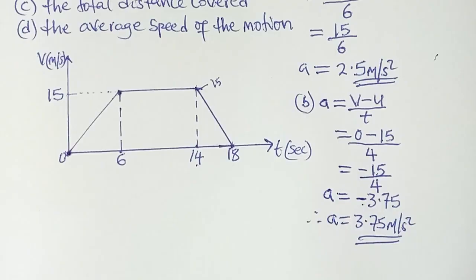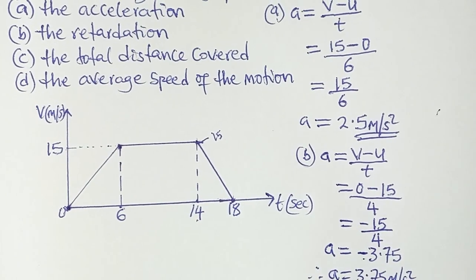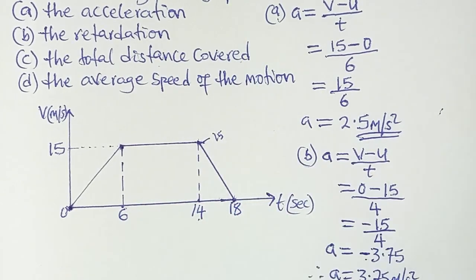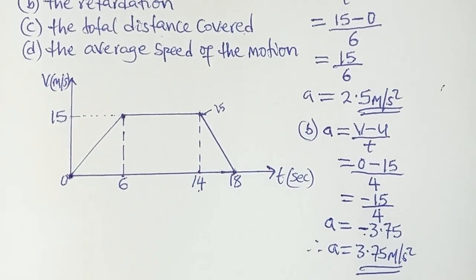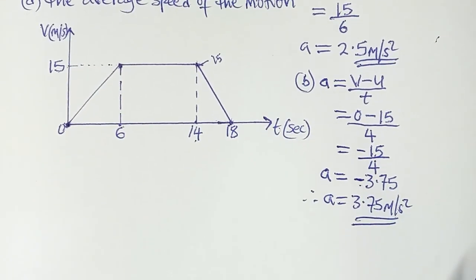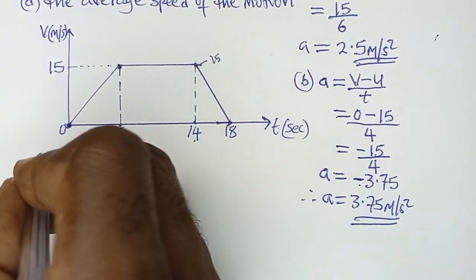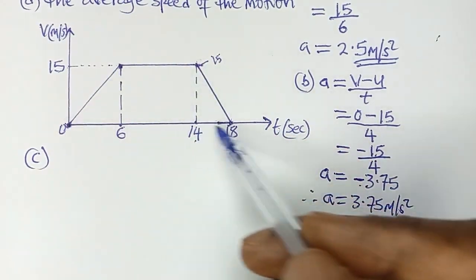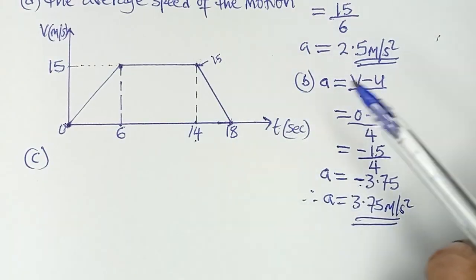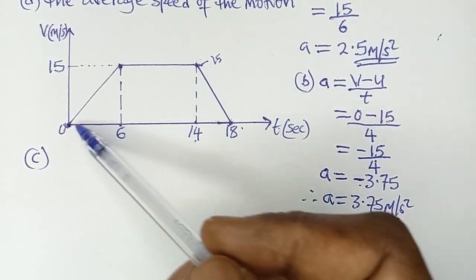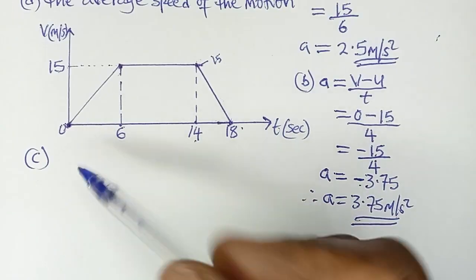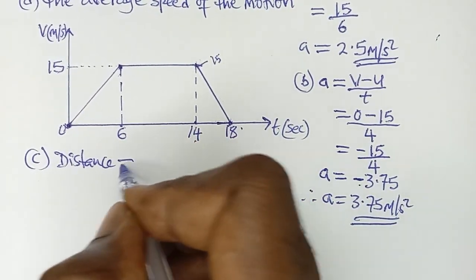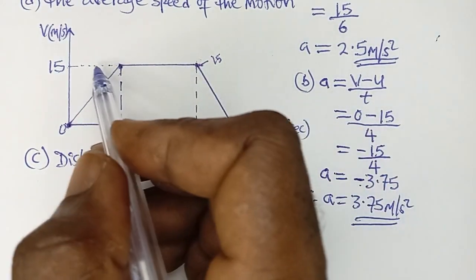Now, don't forget, after that, the question says we should find question C, the total distance covered. So for us to find the total distance covered, we have to calculate the area under the graph formed in the question. So now, what is the shape of this graph? The shape of this graph is a trapezium. So the total distance covered has to be the area of the shape, which is the area of the trapezium.